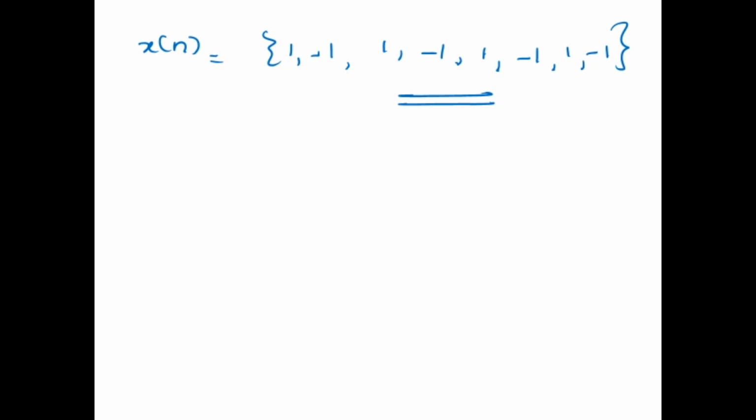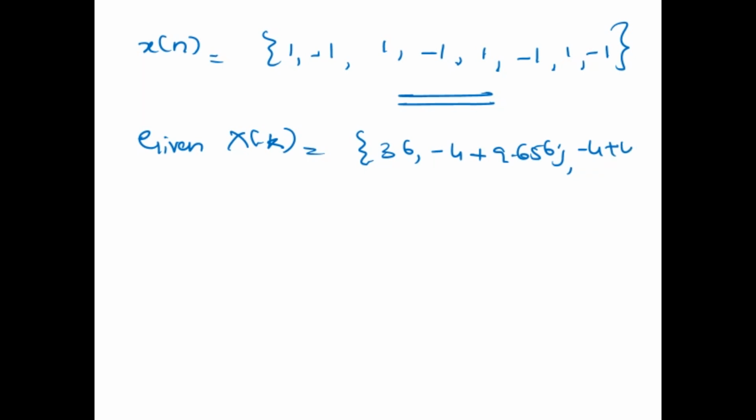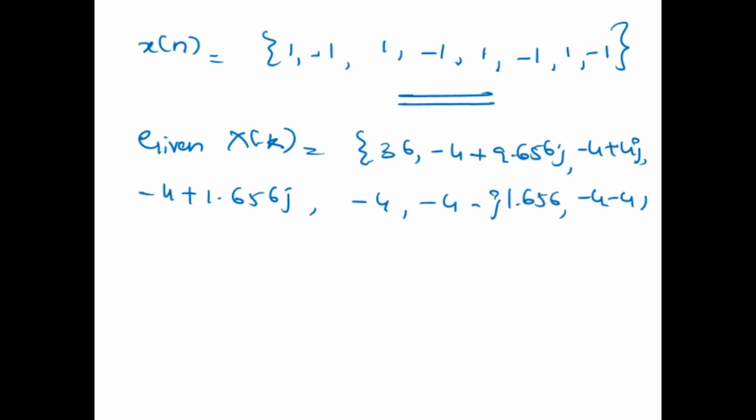Next problem, given x of k is equal to 36, -4 plus j9.656, -4 plus 4j, -4 plus j1.656, -4 minus j1.656, -4 minus 4j, -4 minus j9.656.